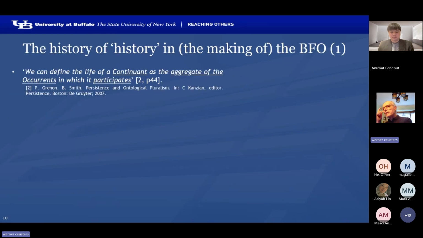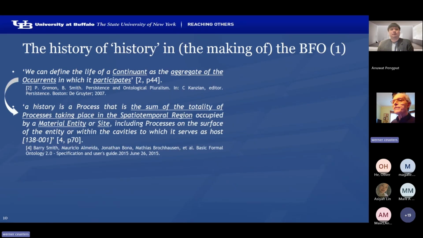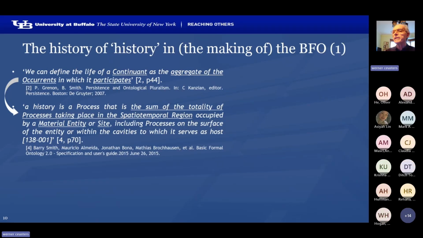So one of the first places where we can find it is in a paper by Pierre Grenon and Barry Smith in 2007, where they wrote, we can define the life of a continuant as the aggregate of the occurrents in which it participates. Now, that definition was replaced by another one, which you can find in the Arp, Smith and Spear book. A history is a process that is the sum of the totality of processes taking place in the spatio-temporal region occupied by a material entity or site, including processes on the surface of the entity or within the cavities to which it serves as host.